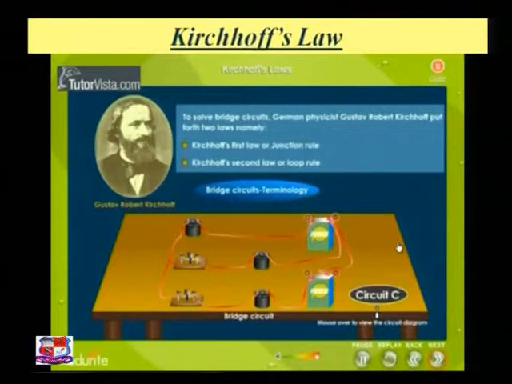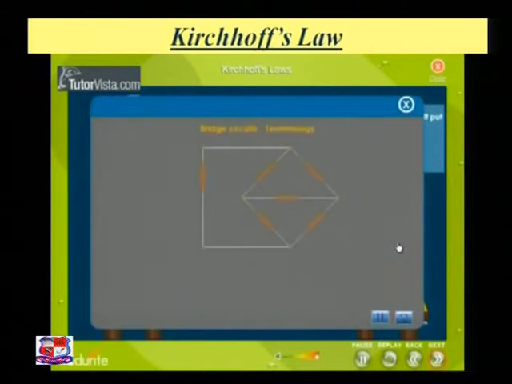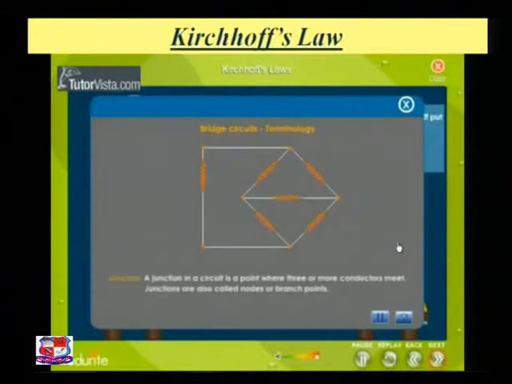Just go through that. This is the bridge circuit, and we just take one example. It's a bridge circuit. It has two nodes, node A and node B. What exactly is a node? These are the junctions. When two or more conductors meet at a point, it is known as a node or junction. A loop is any closed conducting path. So here it's a loop, and these are the nodes. All are conducting wires, known as a loop.